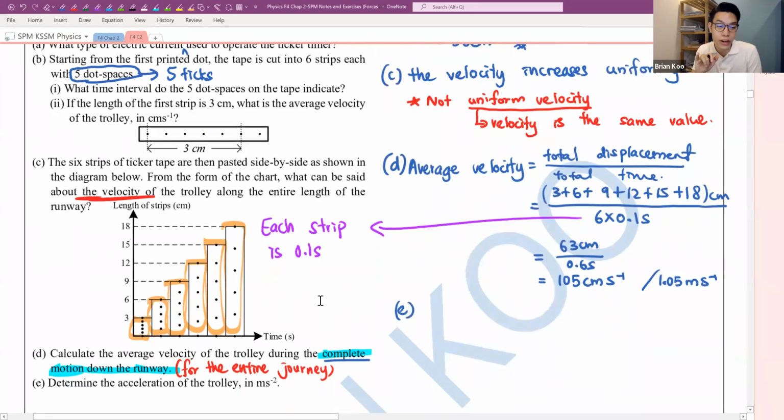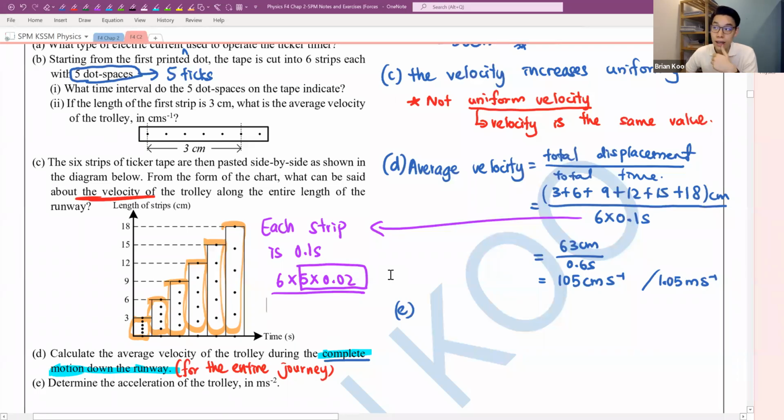So times 6. You can also write like this, 6 times, if you prefer. This one is for one strip, 5 times 0.02. You multiply by 6, that's for 6 strips. Okay. Last one, determine the acceleration of the trolley.